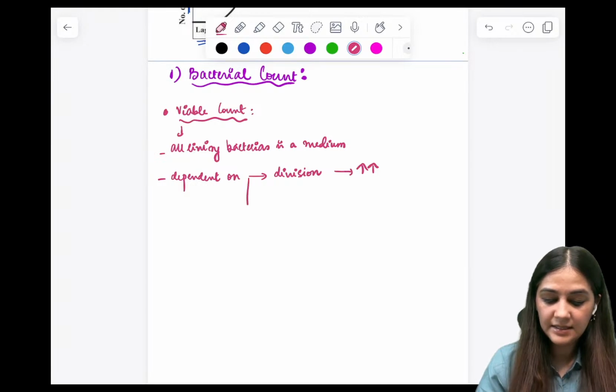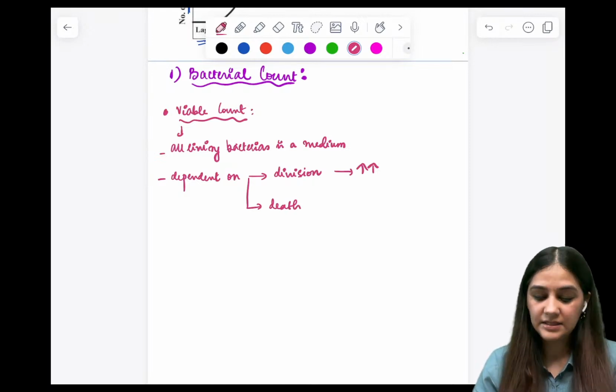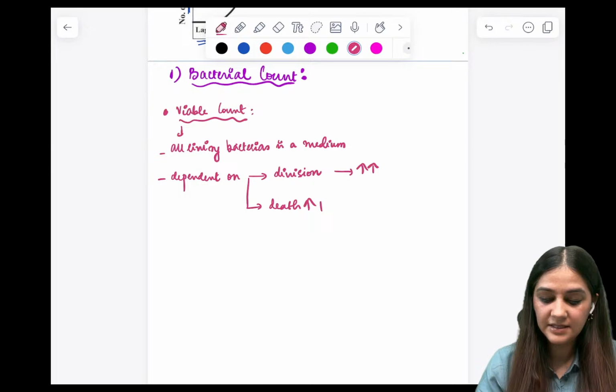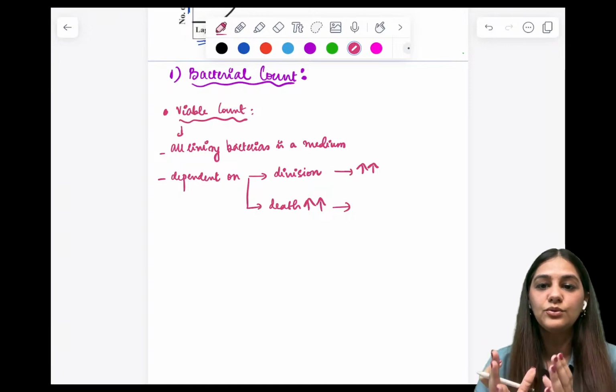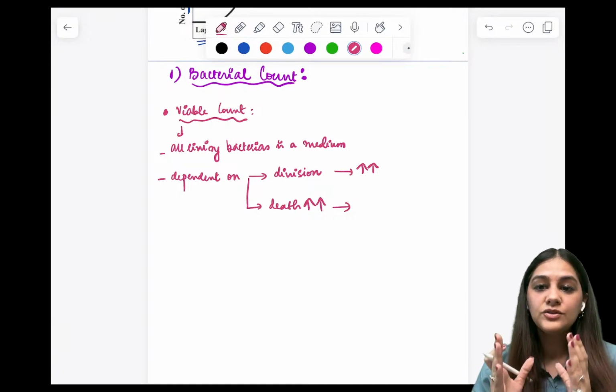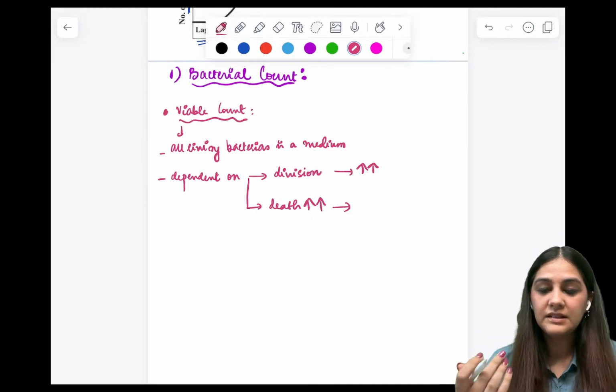And the next thing that it is dependent on is the death. So what does this mean? This means that if death is increasing, if the number of bacteria that are there are dying, what will happen to the total pool of the viable count? The number of living bacteria are going to decrease, right? So if death increases, the viable count decreases.